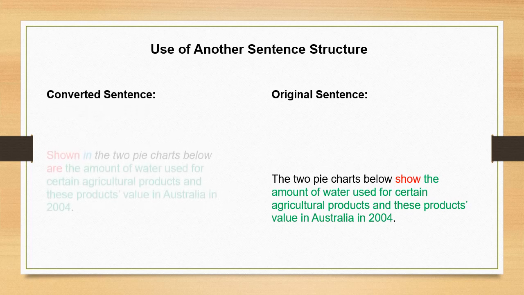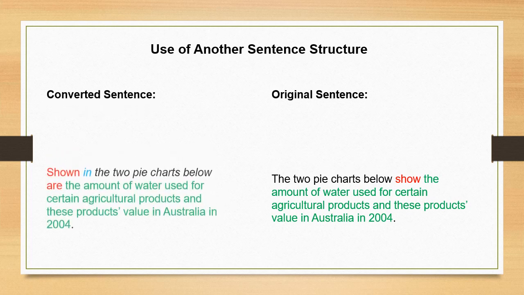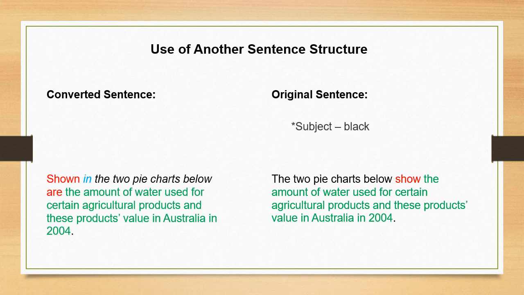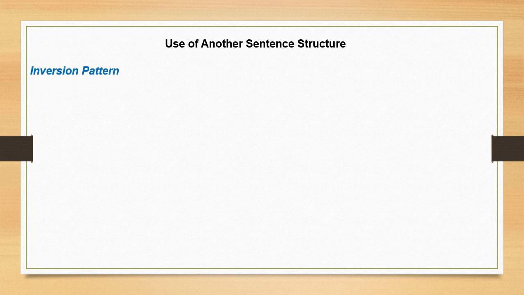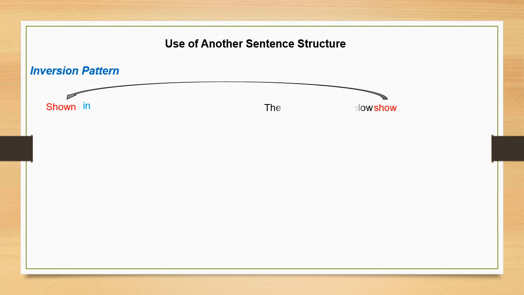Look at the sentence on the right. The subject is in black color. The verb is, well, obviously in red, and the one in green is the object of the verb. You will see that these sentence parts were repositioned with some slight changes. In the inversion pattern, the verb goes into the beginning of the sentence, but it has to be in its be form or past participle form. This is called verb 3 in other grammar books.